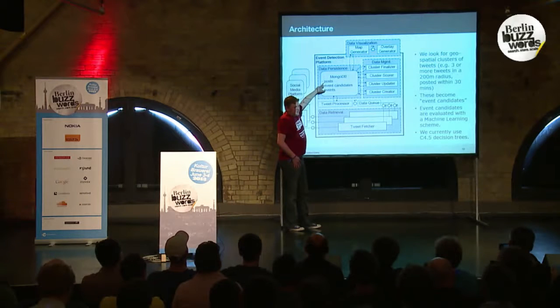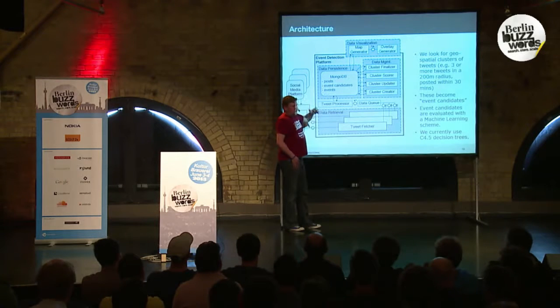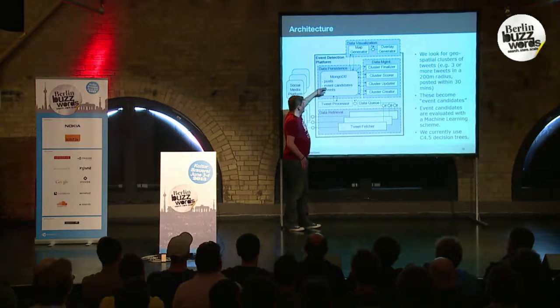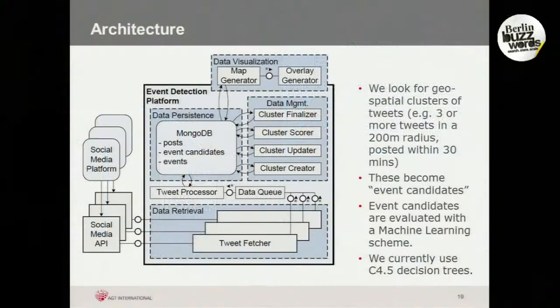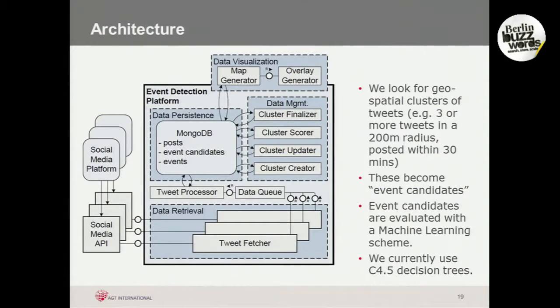Post is just every post that we get. We store it and keep it for 24 hours. After 24 hours, it's released so that the database doesn't get too full. There's a cluster creator, which is just what I've shown you, and a cluster updater, 2 jobs that basically try to figure out: are there tweets coming from a certain location, and are there a lot of them? If we find it, that makes up an event candidate. And then we have a cluster scorer, which I'm going to show you in a second.